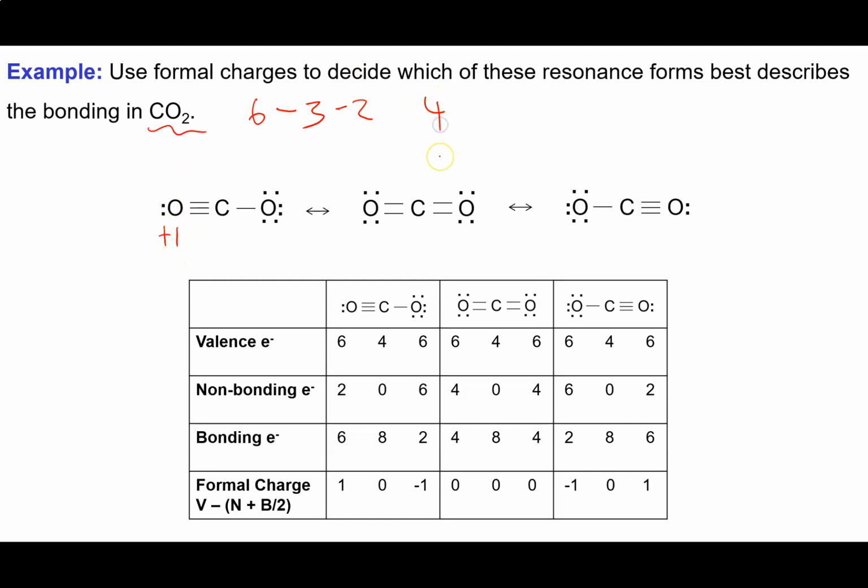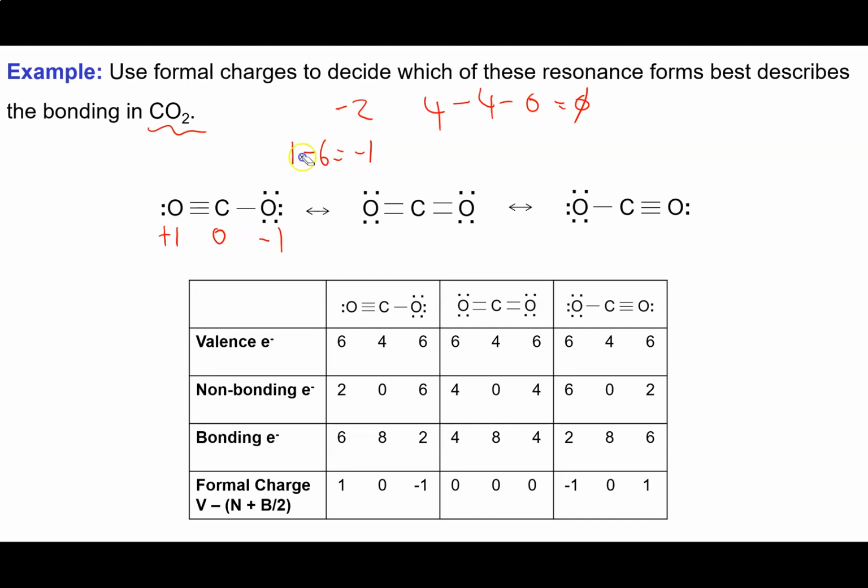Carbon is in group 4. We've got to subtract away 1, 2, 3, 4 for the bonding electrons. No lone pairs, so that gives a formal charge of 0. And then we've got this final oxygen on the end, 6. It's making 1 bond, and then 1, 2, 3, 4, 5, 6 non-bonding electrons. And so that gives me -1.